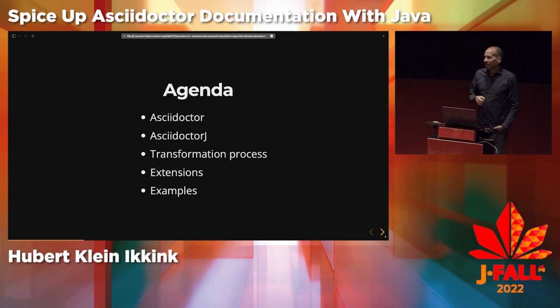And then the nice thing, and that's really the main point of this talk, is extensions. So in that process of transformations, we can extend Asciidoctor J and write our own extensions to make customized code in the transformation process. And we will end hopefully with some examples, and let's see how far we can get.